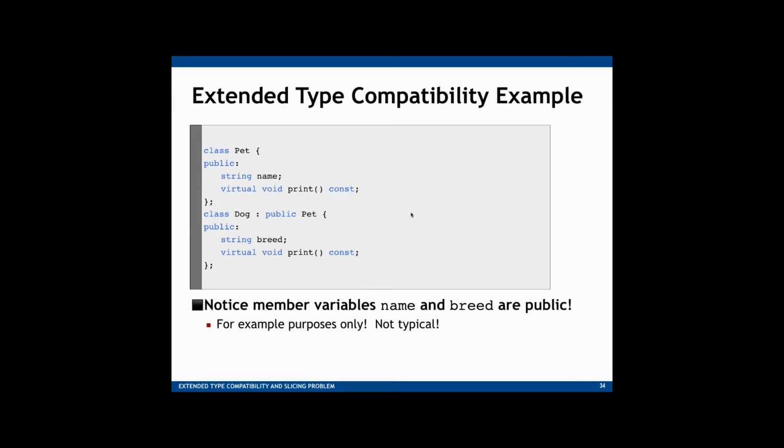If you look at this example, there are two classes, Pet and Dog. The Dog class inherits Pet, and the Pet class has one member variable, name, and the Dog class has a member variable breed, and because it inherits Pet, it also has the member variable name. And they both have a print member function, and this print member function is a virtual function.